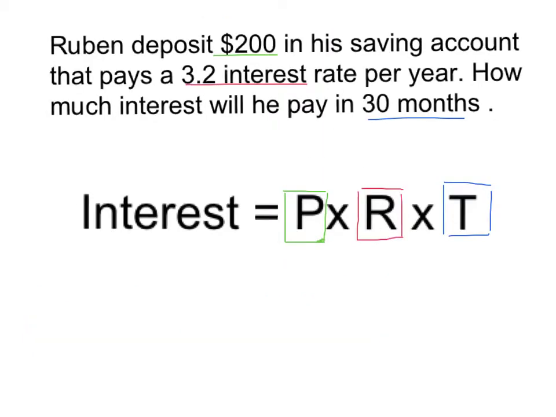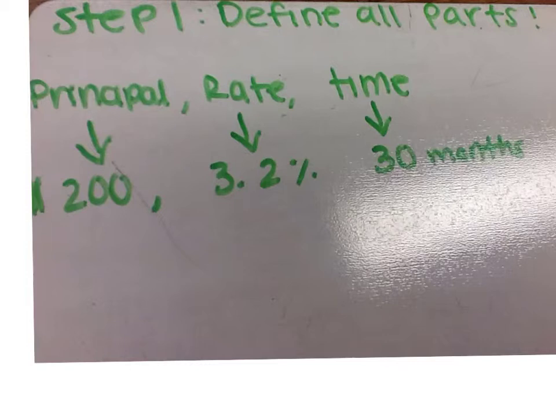So my example is: Ruben deposits $200 in his savings account that pays a 3.2% interest rate per year. How much interest will he earn in 30 months? Step 1 is to define all parts. Principal would be the $200 he is depositing to his savings account. The rate is 3.2 and the time is 30 months.